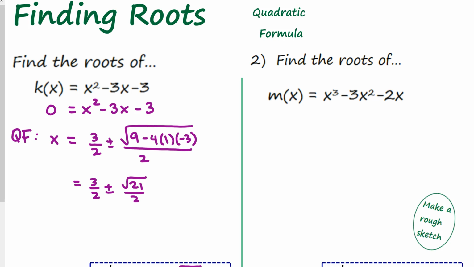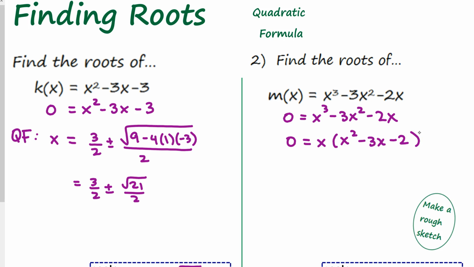So here's our example of a cubic function, m of x. Now it's cubic, not quadratic, so it doesn't make sense to jump to the quadratic formula right away. However, we're still going to start by setting it equal to 0. Notice that all the terms have a factor of x, so we can start by using the factoring technique. Factor the x out, set each factor equal to 0. We have a linear factor and we have a quadratic factor. The quadratic factor is not factorable, so we're going to use the quadratic formula to solve that second one.